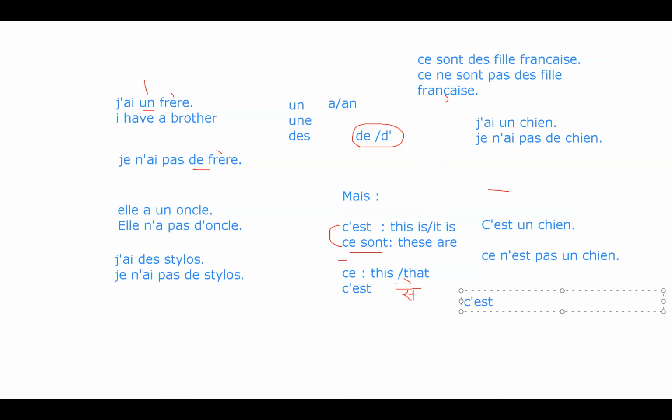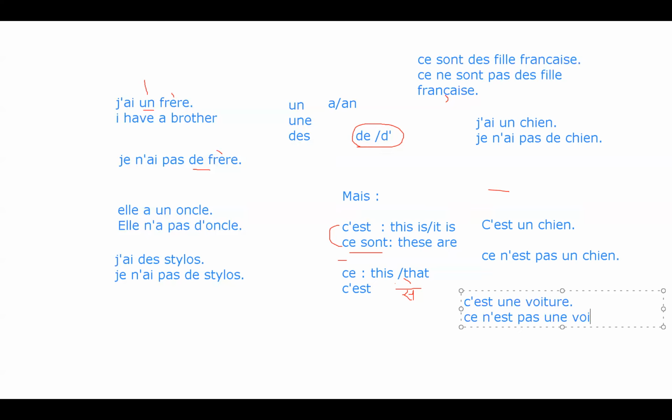Like you were saying, c'est une voiture. Okay, it's a car. C'est une voiture. Now how to negate? Right? This is a car. Say, ce n'est pas une voiture.